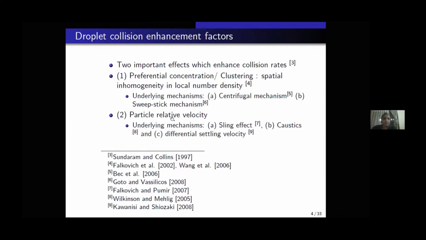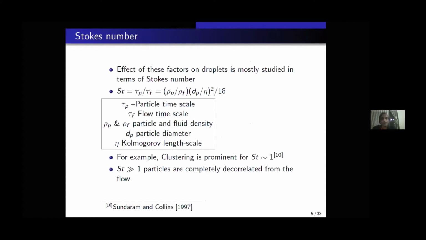A second is the relative velocity statistics between particles. This could be between particles of similar sizes or particles of different sizes and so on. And there are more physical mechanisms that are discussed, which would either aid or deter this preferential concentration or particle relative velocity. Before I talk about our work, let me also highlight that one of the main non-dimensional parameters that will govern the dynamics of these particles is the Stokes number. The Stokes number for a particle can be thought of as a ratio between a particle time scale and the background air turbulence time scale.